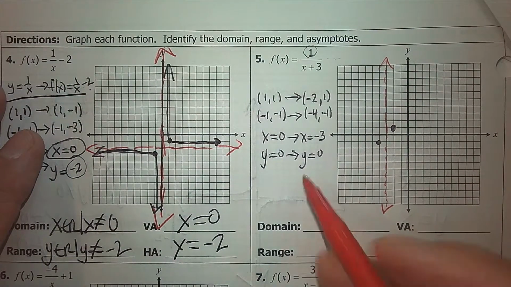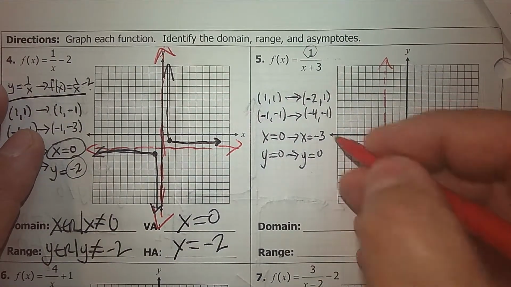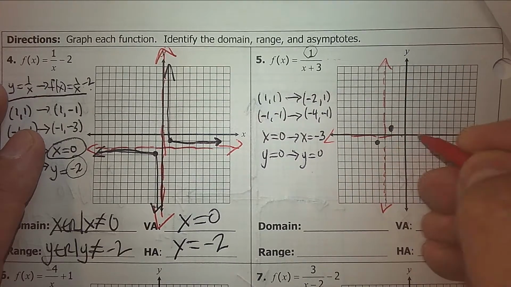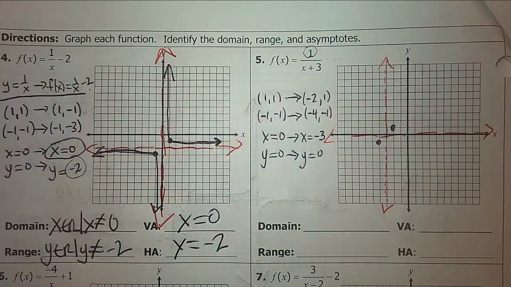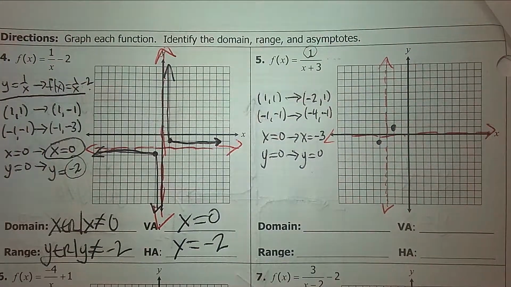The asymptote for the horizontal is at 0. Again, do you see how one point is above it and one point is below it? These are like little indicators, right? To know that you're doing it correctly.